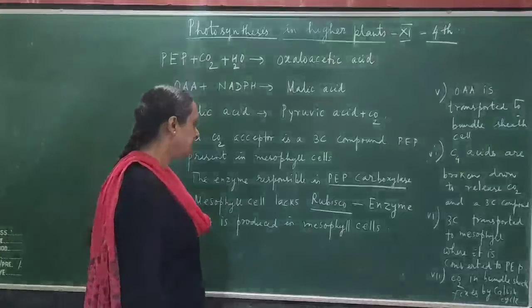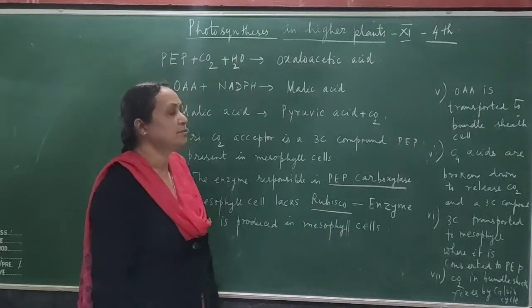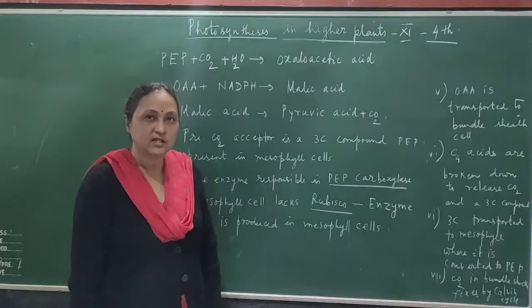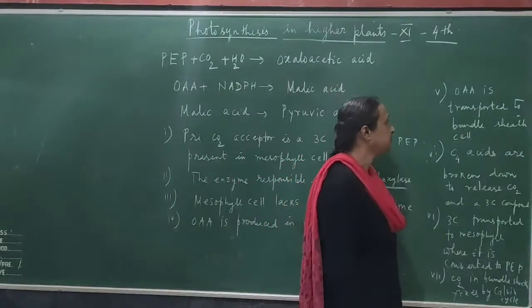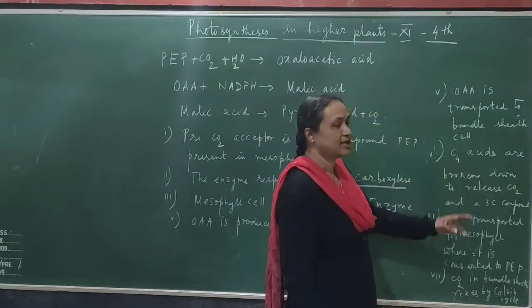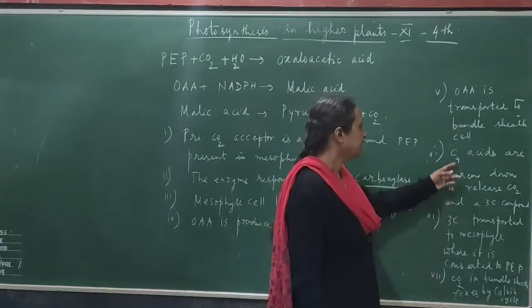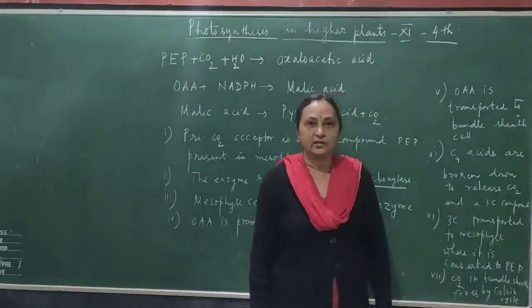Carbon dioxide fixation takes place, and the oxaloacetic acid which is produced in the mesophyll cell is transported to the bundle sheath cell, because these two cells are connected by plasmodesmata. Here the oxaloacetic acid, a 4 carbon compound, is broken down into pyruvic acid and carbon dioxide is liberated.